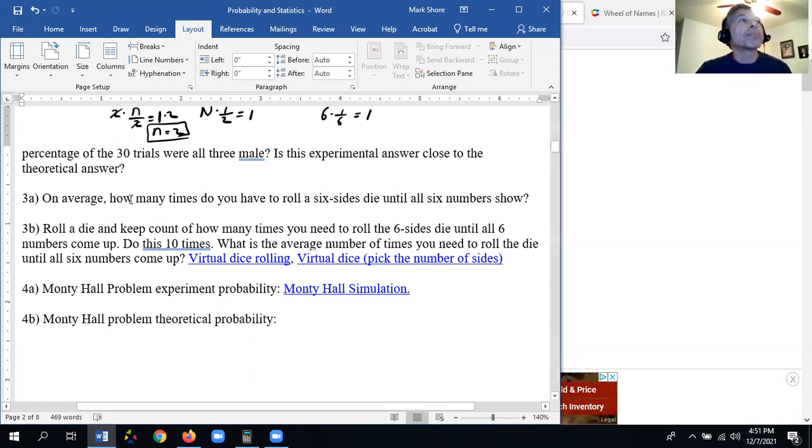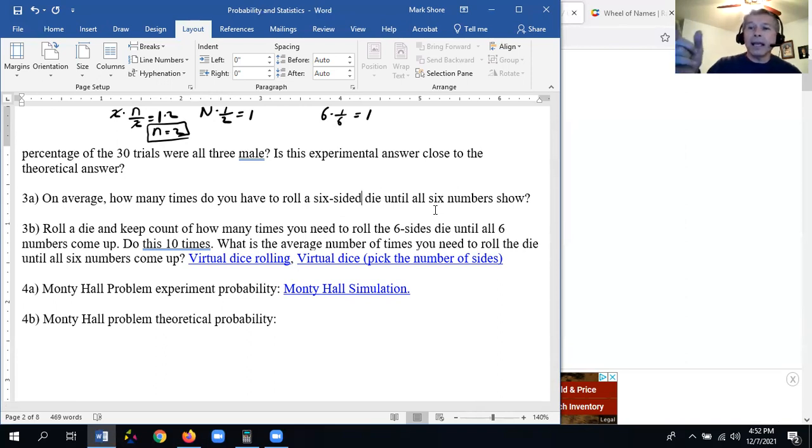So here's the question. On average, how many times do you have to roll a 6-sided die until all 6 numbers show up? What I'm going to do is roll a die, see what number it is, then do it again, and keep count of how many rolls it takes until all 6 numbers of a 6-sided die show up. That's a pretty hard thing to figure out the theoretical probability for.